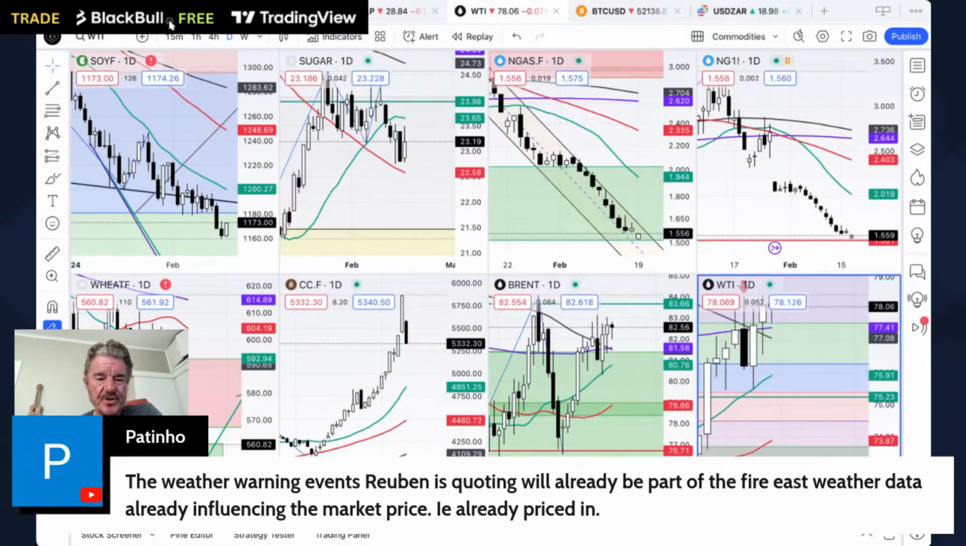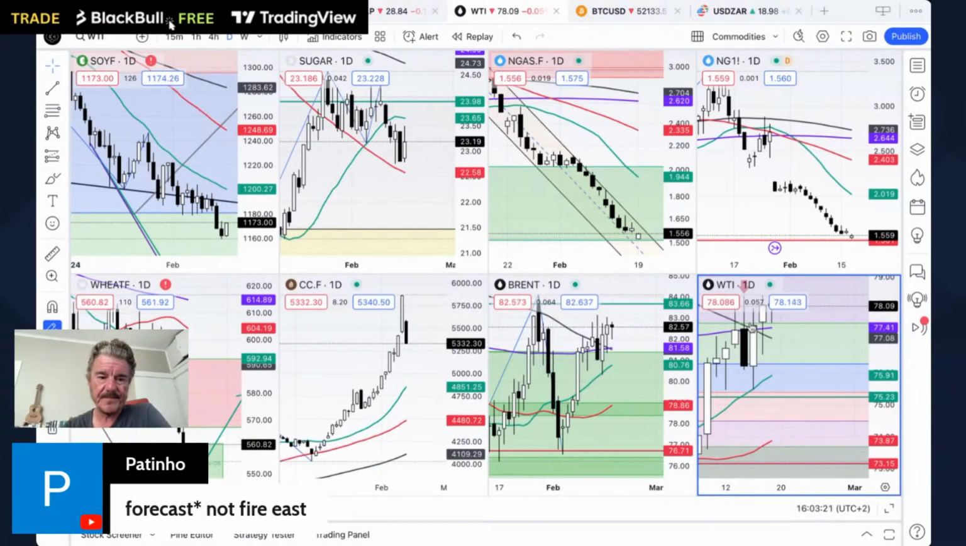The weather warning events Ruben is quoting will already be part of the Far East weather data and already influence the market price, priced in. Thank you, Patino. So that weather we were talking about earlier, global warming and cooling and cyclonic, typhonic, polar vortexes and heat influence events are already priced in, apparently, perhaps.